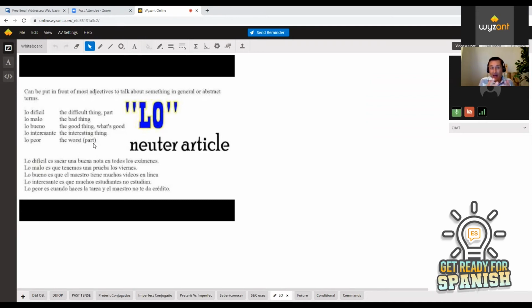We have a law, but that law is not masculine or feminine. It's something that you cannot put a gender on. Like, lo difícil es sacar una buena nota en todos los exámenes. The hard thing or the difficult thing is to get a good grade in every test. Okay? The difficult thing, there is no masculine or feminine. There is no gender there. It's generally abstract.